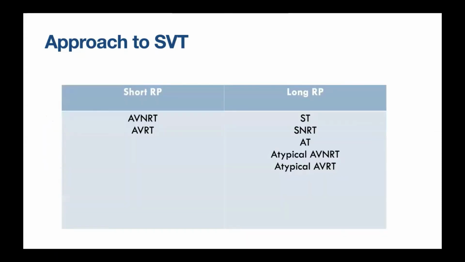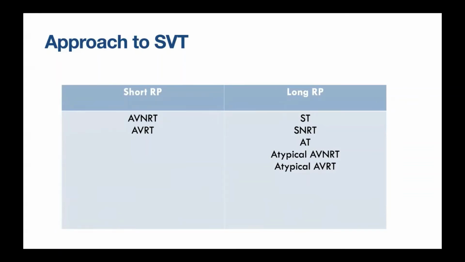So these are some examples of short RP. Short RP is AVNRT or AVRT, and long RP is sinus tachycardia, sinus node reentry, and atrial tachycardia, and very rarely atypical AVNRT and AVRT. Actually, atypical AVNRT is still in the short RP, but more than 60.